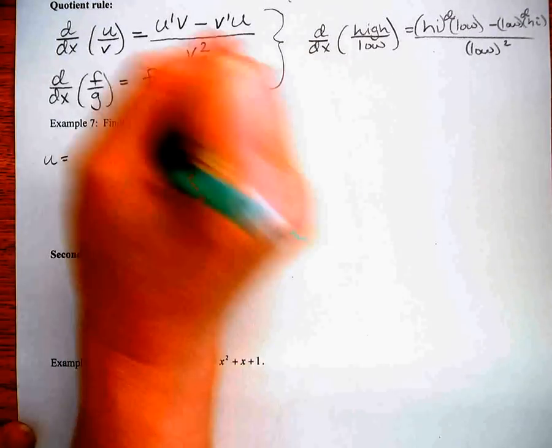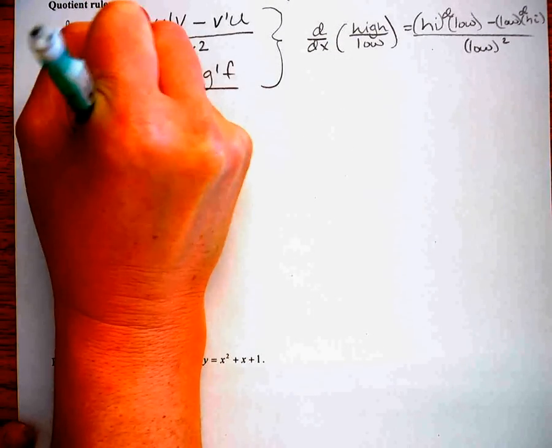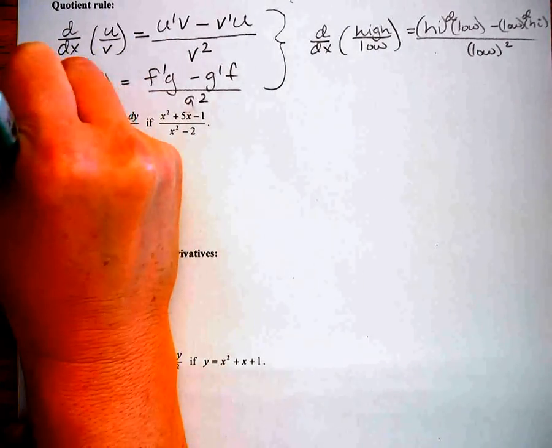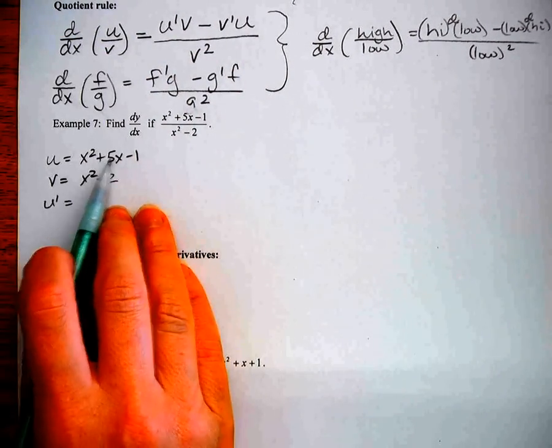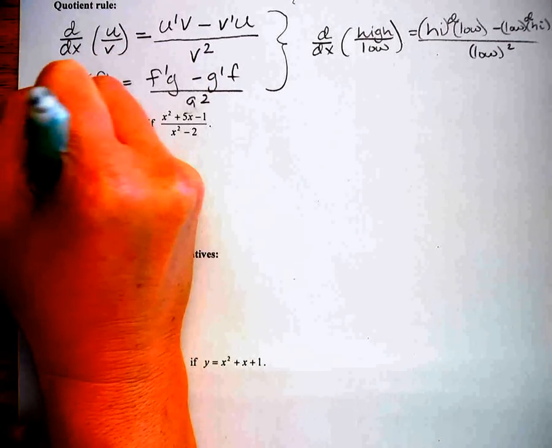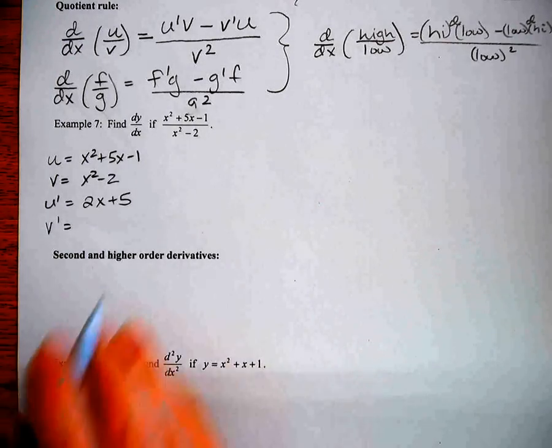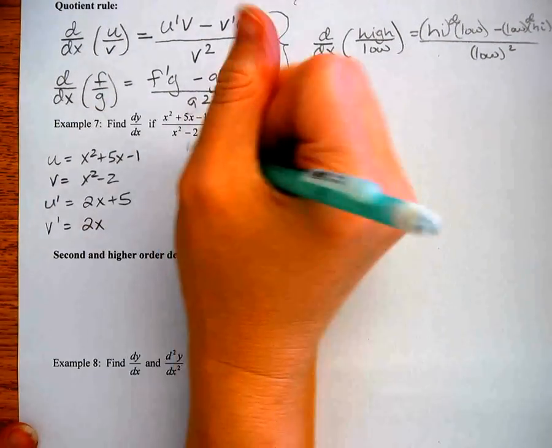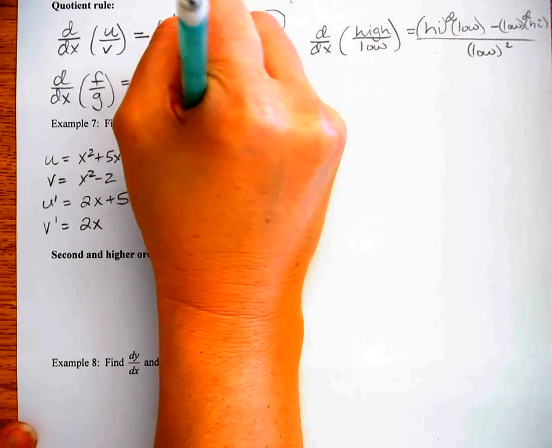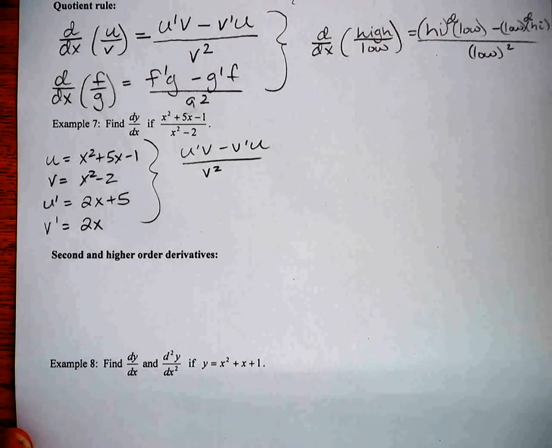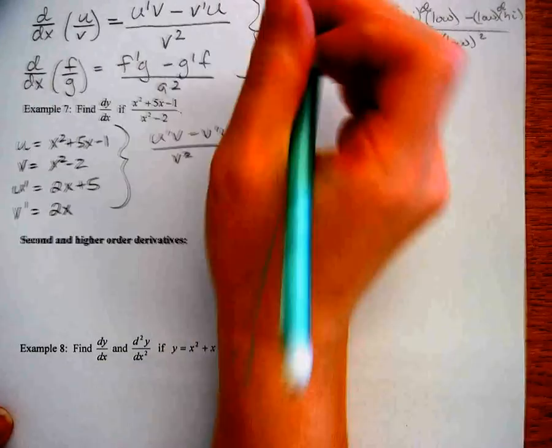I write down u is x squared plus 5x minus 1. V is x squared minus 2. For u prime, I go through and find the derivative piece by piece, so that's 2x plus 5. For v prime, I find the derivative piece by piece, so that's 2x. Then I write out the formula: u prime v minus v prime u all over v squared. I do this every time and I teach it, so it's something you want to consider doing.